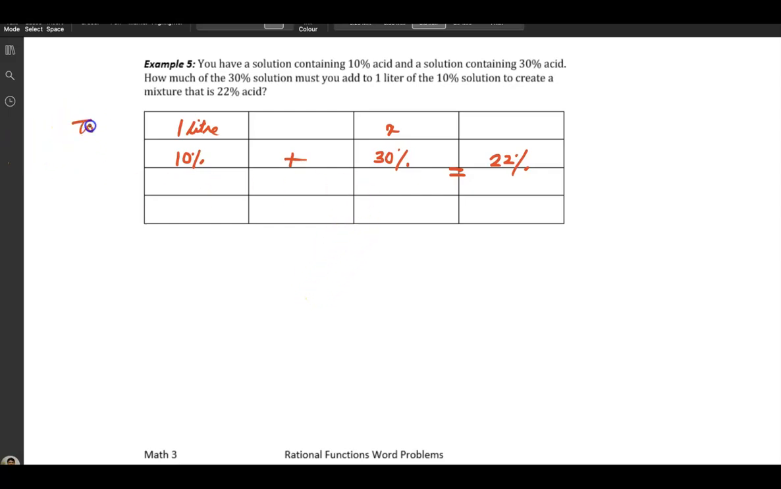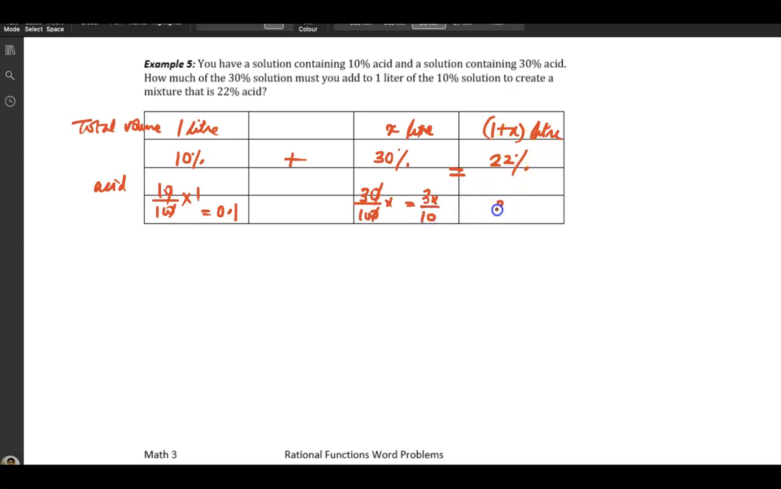This is how much of the 30% solution, so this is the total volume. You're taking X liters. So when you mix these two, 1 liter plus X liters will become 1 plus X liters. Now how much acid is there in the 10% solution? 10 upon 100 into 1, so 0.1 liters of acid. How much acid is there in X liters of the 30% solution? 30x over 100, so that's 3x upon 10.